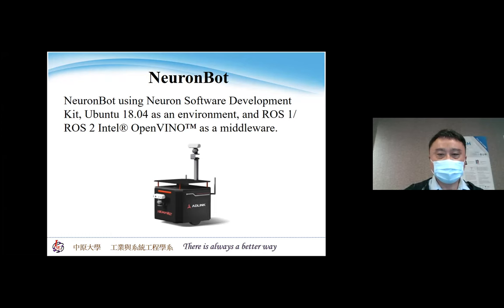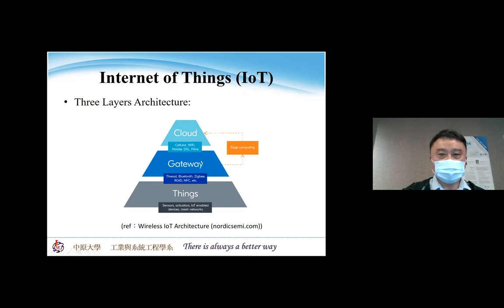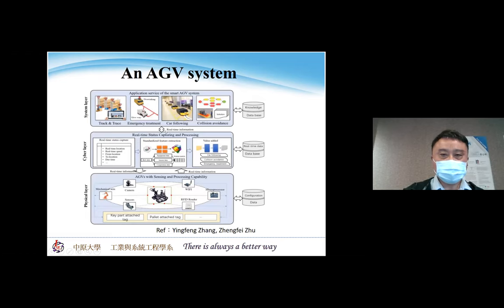And let's talk about the IoT, Internet of Things, a little bit. Basically, we use three layers of architecture to build up our system. Things is in the bottom, that's for the sensor or the robot or the AGV, and we communicate through Bluetooth or Wi-Fi. In our case, we use Wi-Fi to communicate. And we can do some computation in the cloud. Here we use a central computer to do the job, okay? And several research already use this kind of architecture to build up the AGV system.